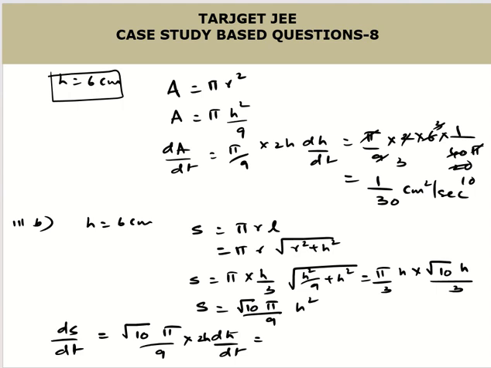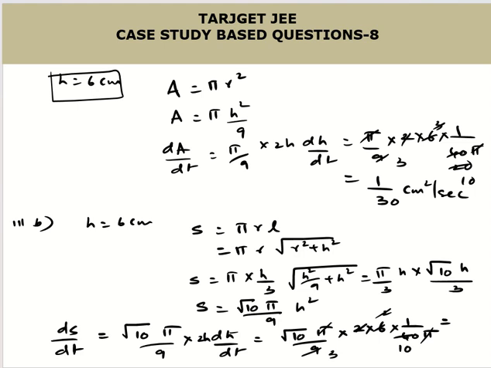2h into dh by dt. So it is root 10 into pi divided by 9. h is 6 centimeters. So 2h is 2 into 6, and dh by dt is 1 over 40 pi. Let us see what can be cancelled. A pi can be cancelled. 3 3s are, 3 2s are, 4 10s are. So I am left with a root 10 on top and a 30 in the denominator.